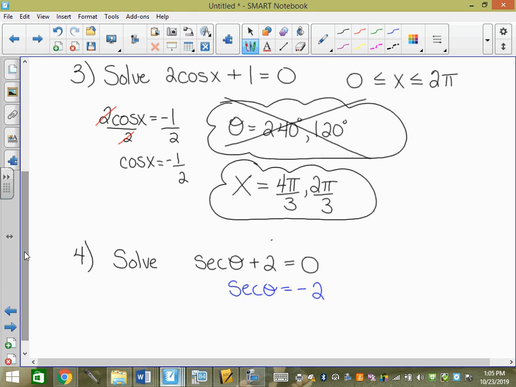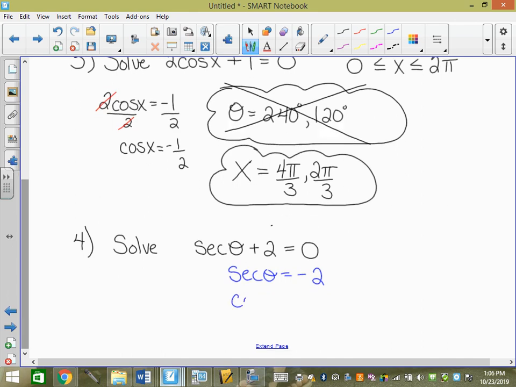Secant is the same as 1 over cos. So cos theta equals -1/2, which is the exact same question from before.